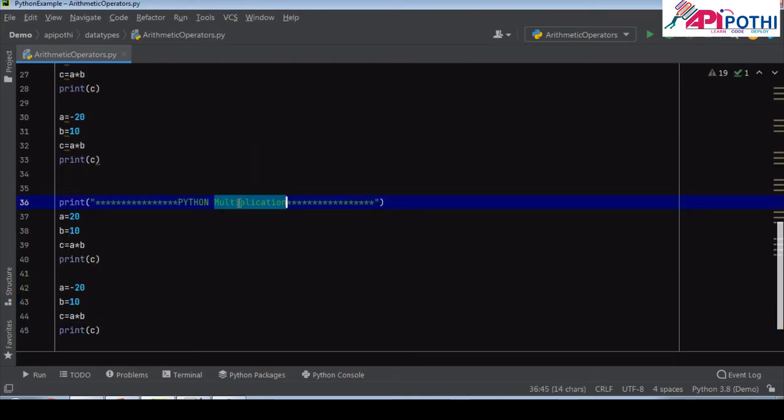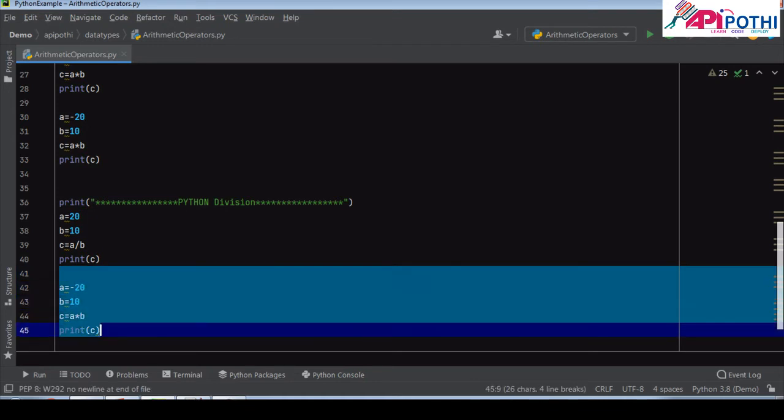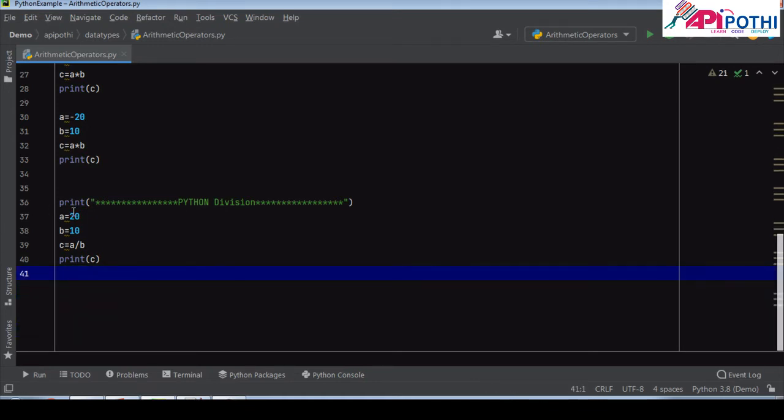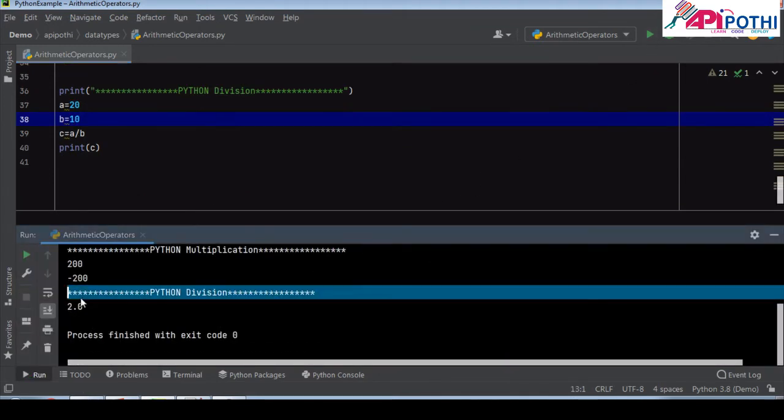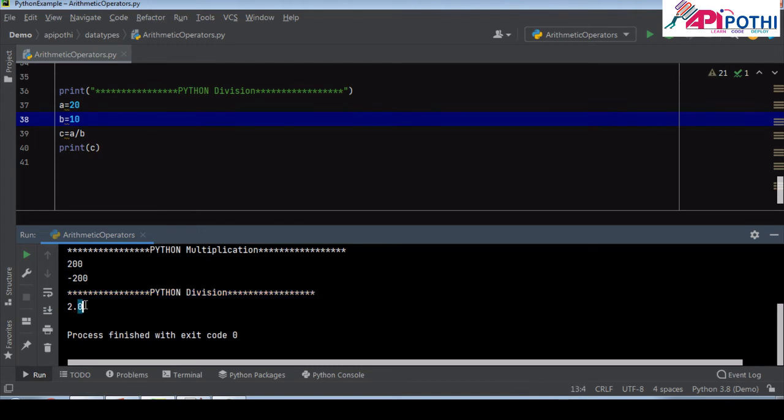Python division. So A equal to 20, B equal to 10. A divide by B, print C. So 20 dividing by 10, it should give the output as 2. It is giving 2. Right.